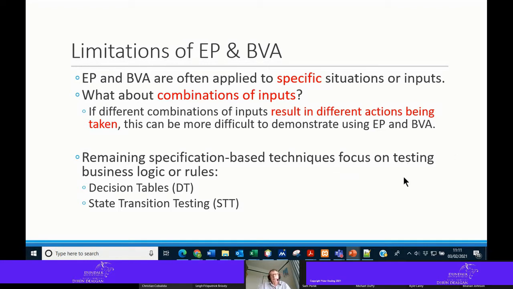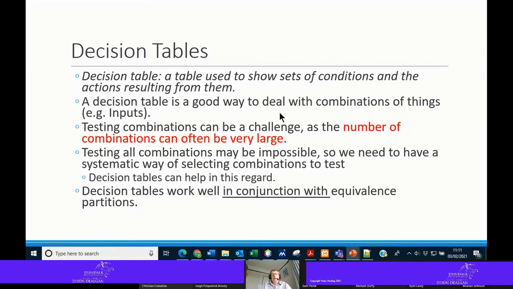So typically, when we start looking at what we call business rules, which essentially is how the system is supposed to react to a given stimulus within the context of business logic, these decision tables and state transition tables or testing are used. A decision table is essentially a table showing sets of conditions and the actions resulting from them. So there will not be a numeric type response. It's a good way to deal with combinations of things, so multiple inputs.